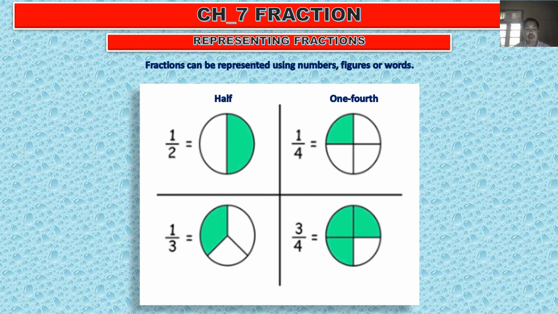And next, 1 by 3 can also be represented by the word one-third. And the last one, 3 by 4, where the shaded portions together are 3 out of 4 parts, can also be represented by the words three-fourths. So like this we can represent fractions in terms of numbers, or in terms of figures, meaning diagrams, or in terms of words. So let us go to the next part of the lesson.